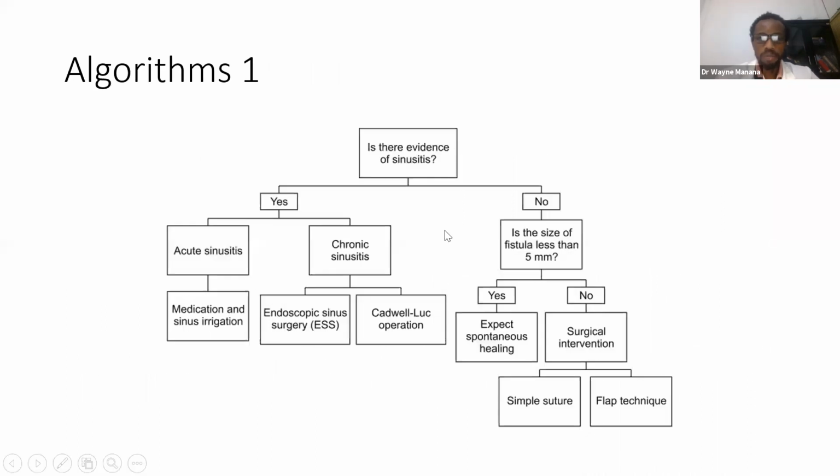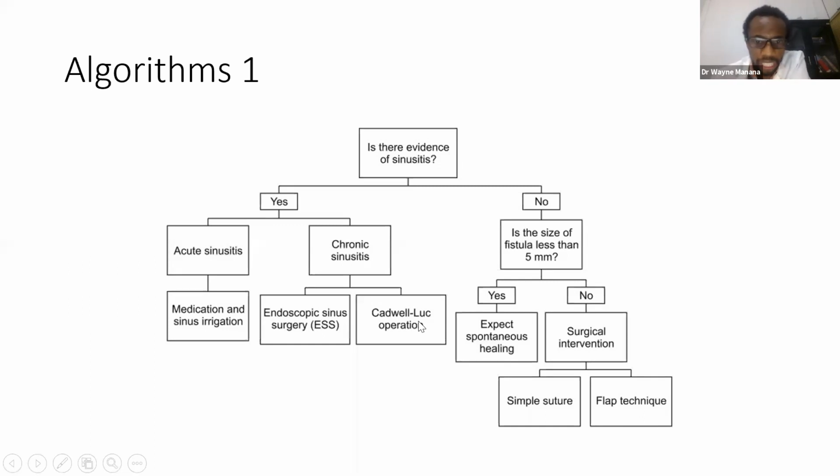So the algorithm is, you look at it, if there is sinusitis, if the answer is yes, you need to check whether it's acute or chronic. If it is acute, as I said, you do medications and irrigate. If it is chronic, then you have to open that sinus and debride it.